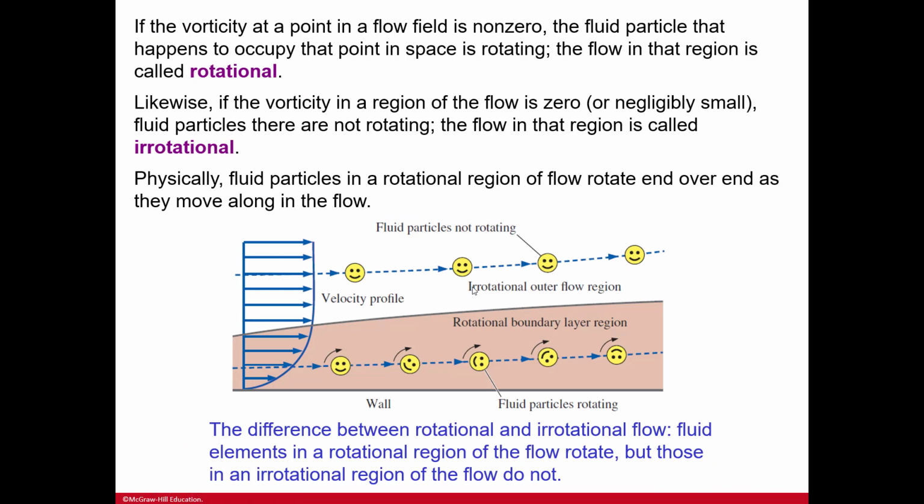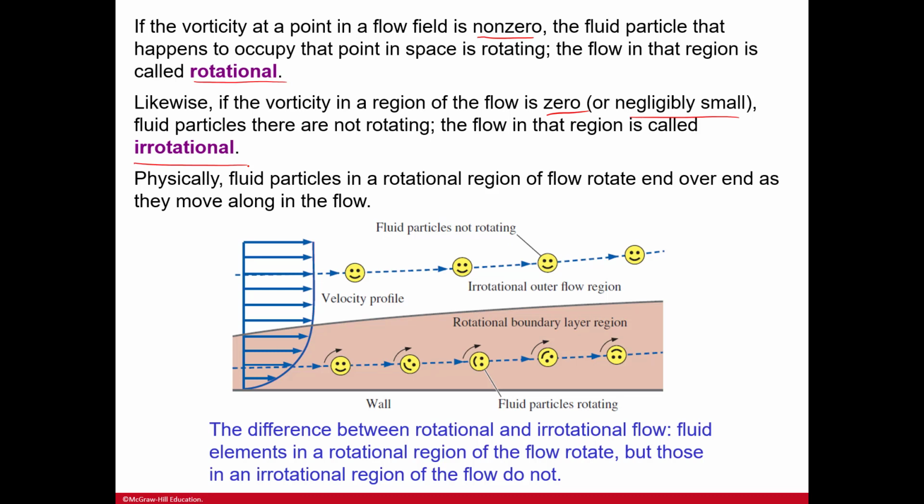Okay, if the vorticity at a point in a flow field is non-zero, the fluid particle that happens to occupy that point in space is rotating, and therefore it is rotational. Likewise, if it is 0 or negligibly small, it is irrotational.